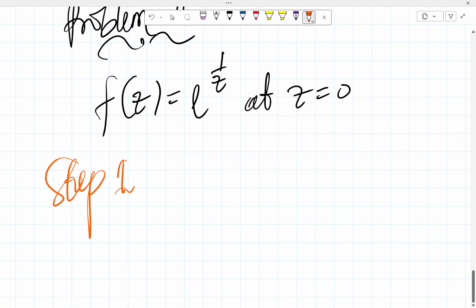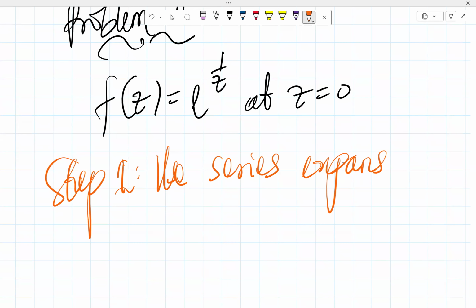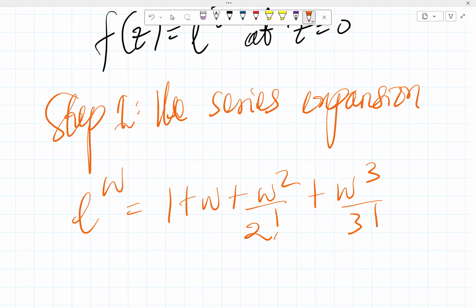So for step one now, we use series expansion. For series expansion, we have e raised to w equals 1 plus w plus w squared over 2 factorial plus w cubed over 3 factorial. We know all of this normally.